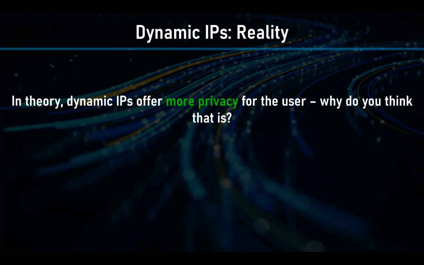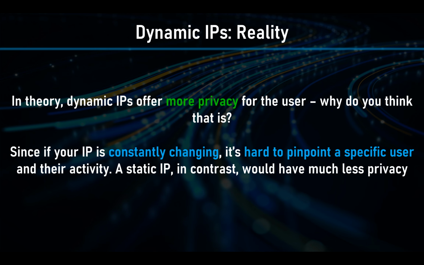Alright, however, in reality this is not necessarily true. While in theory dynamic IPs offer more privacy for the user, let's have a think about why that is. Think about why it's good for an IP address to constantly change. If your IP address is constantly changing, then it's harder to pinpoint a specific user and their activity. In contrast, a static IP would have much less privacy, because you can see this person was on this website 1 year ago, and today they visited the exact same website. Whereas if someone's IP is changing, let's say every day or every couple of hours, it's harder to track them. So hopefully that's intuitive.